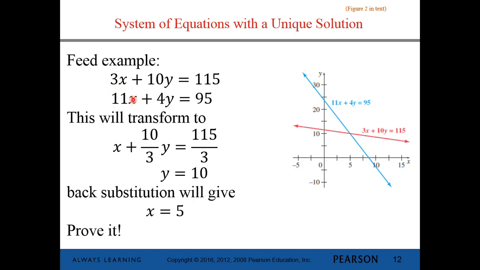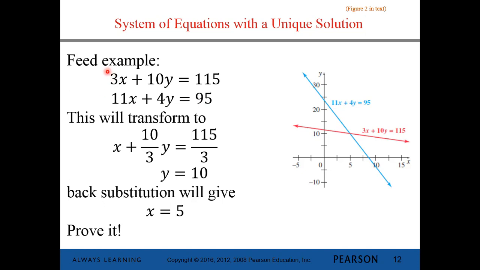So we want to get rid of x here. We want to multiply this equation by some number, and multiply this equation by some number, so that we can add this equation to this equation and then replace the second equation with that. Just like we did in the last one.